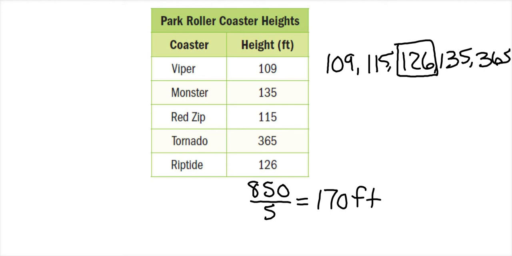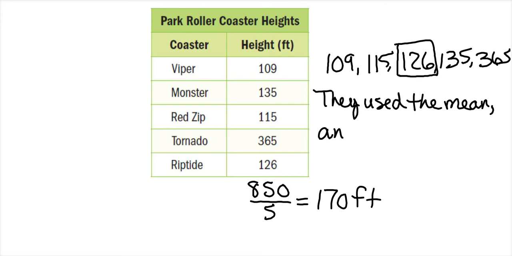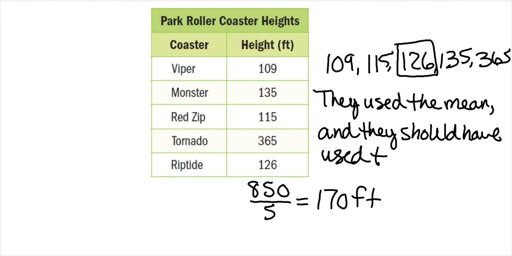All right, so even though they used the average height, they should have used the median. So that's what we're going to write as our little thing here. So they used the mean and they should have used the median.